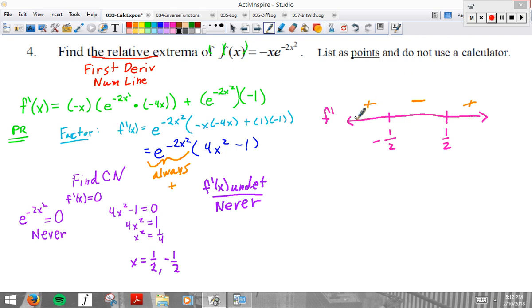So we can make our guidelines. This should say that the function's going up, then down, then up. F is increasing, F is decreasing, F is increasing, because F prime is positive, then negative, then positive. So it means rel max at, if you said negative 1/2, you are right, comma, we plug into f of x.